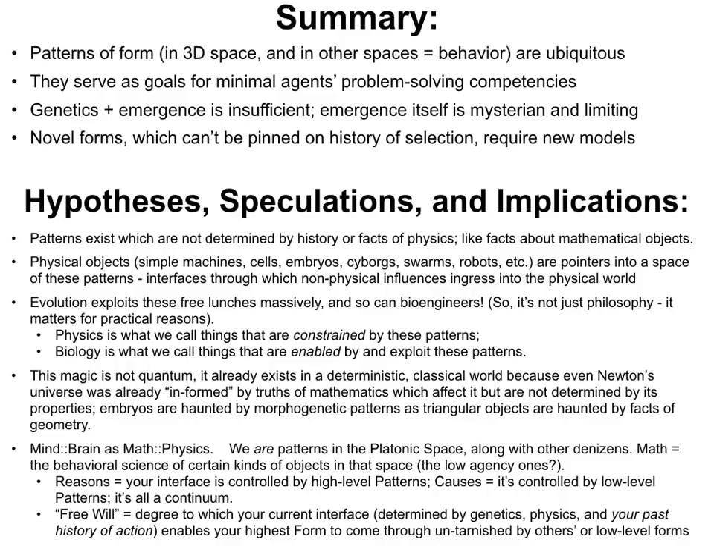free will, which you could define, stepping away from issues of determinism and so on. You could define it as the degree to which whatever you're embodied in, right? So your current interface, which is determined by genetics, physics, and your past history of actions. Whatever interface you have, to whatever degree that interface enables the most complex, most high-order forms to come through, uncontaminated by others' forms or your own low-level forms, to whatever extent that can come through, that might be an interesting measure of what we colloquially call free will.